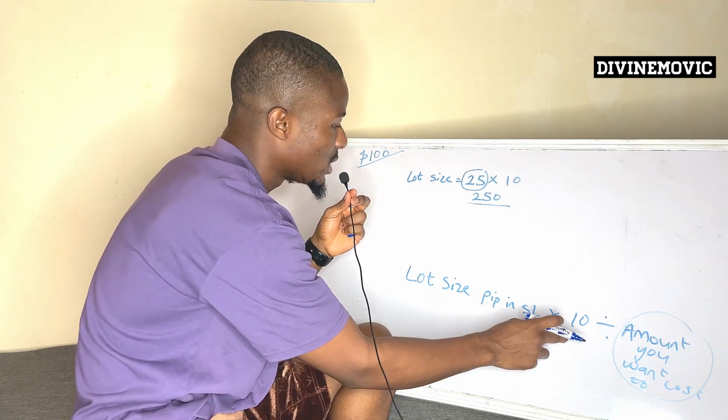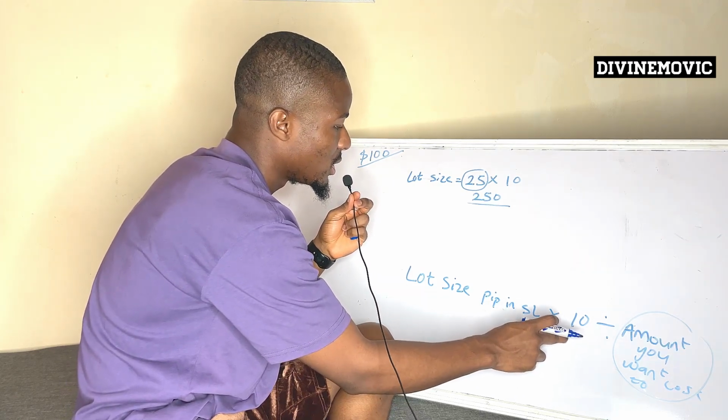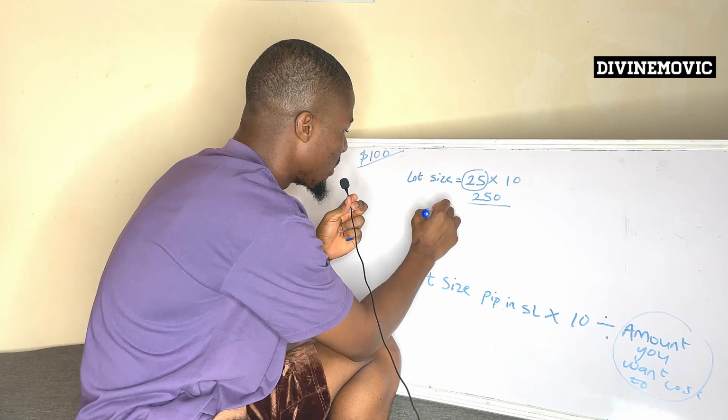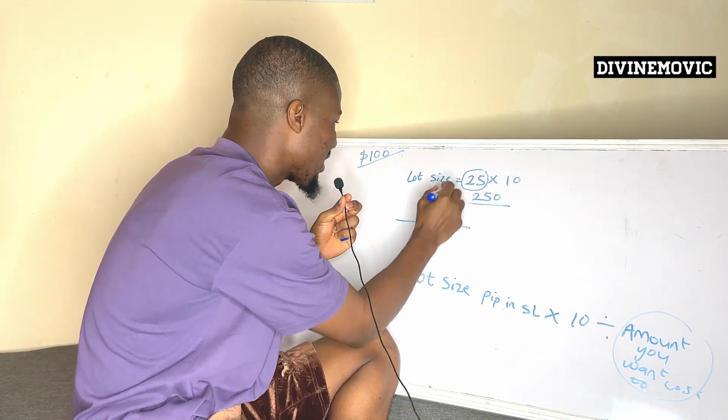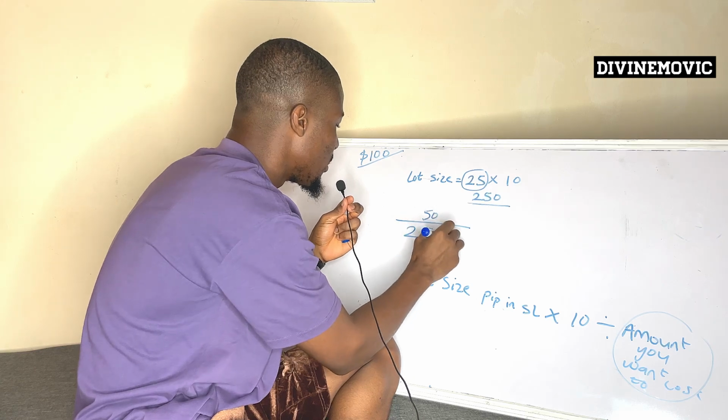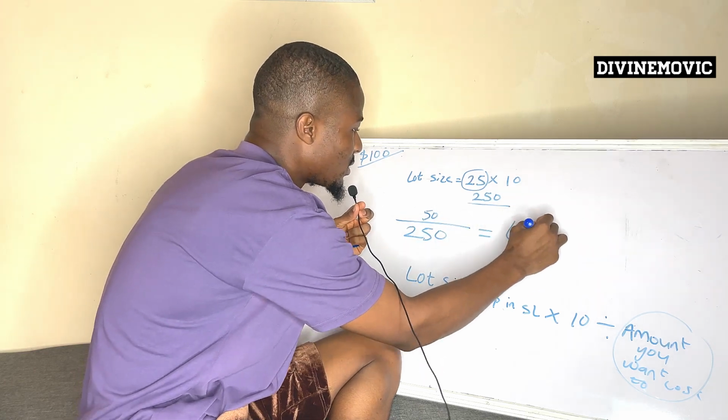Divided by what? The amount you want to lose, 50. That means for us to do this mathematics now, I want to do 50 divided by 250. We'll get the lot size.